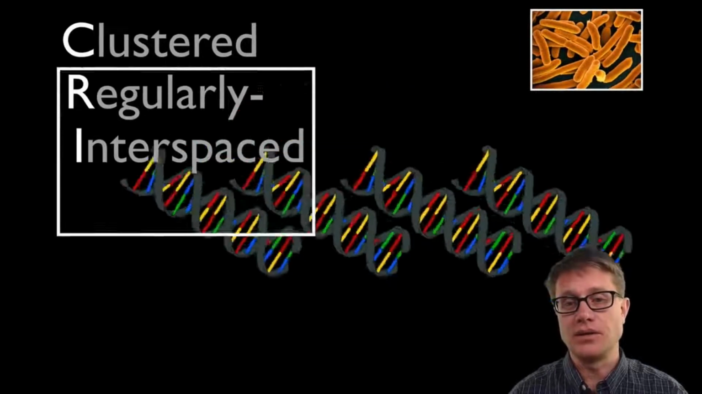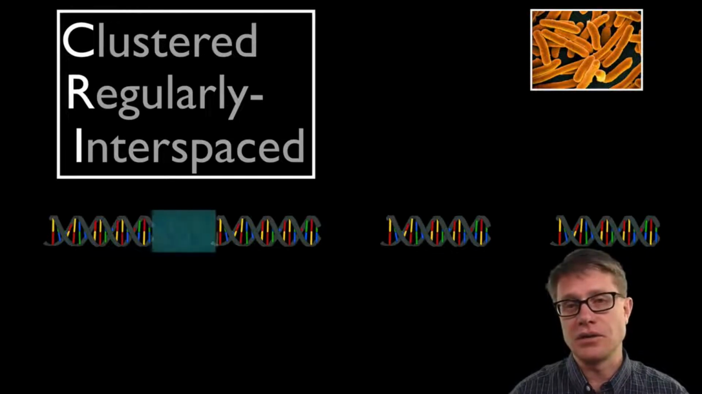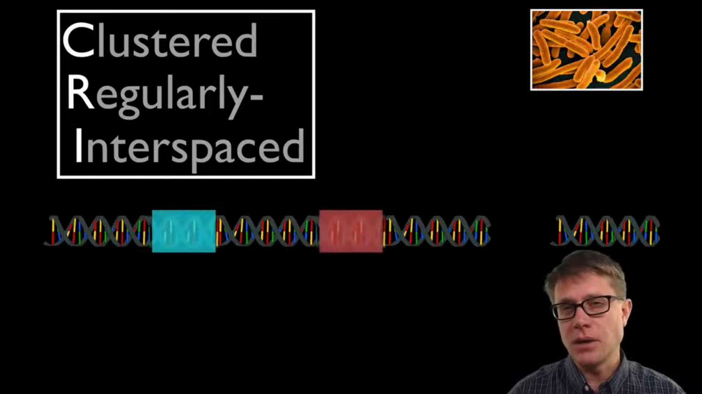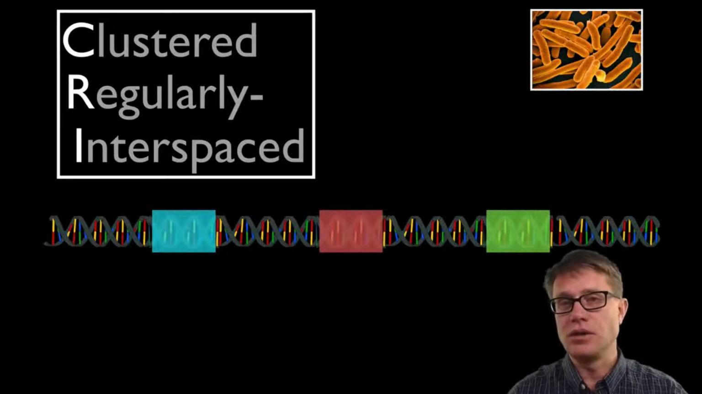So we've got the repeats. Those are all identical, one after another, but they're interspaced. And what's in the middle is what's called spacer DNA. Now what's interesting about the spacer DNA is that it's not identical. Each segment of spacer DNA is going to be unique.